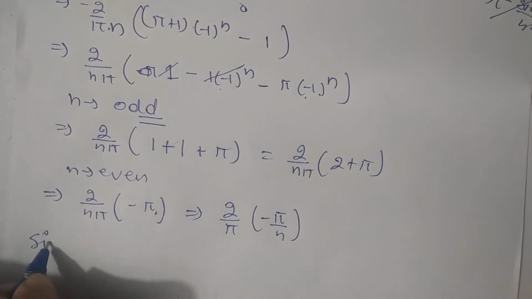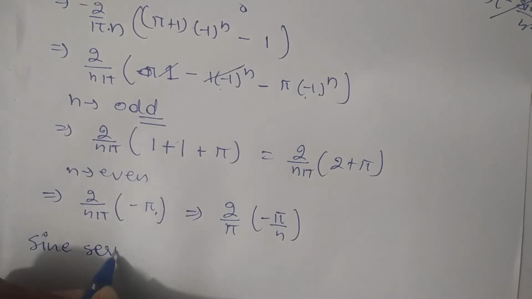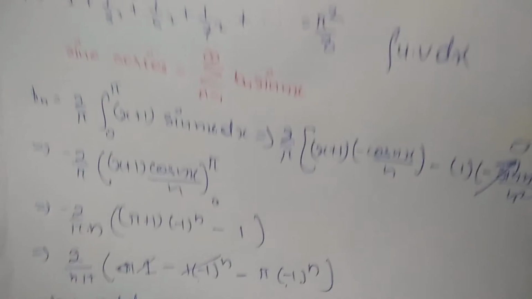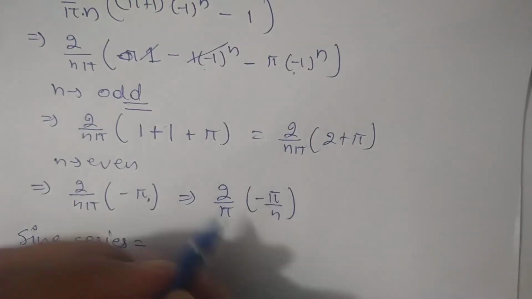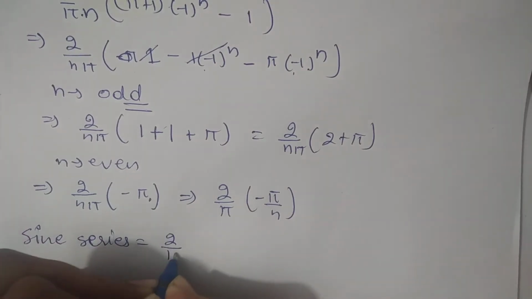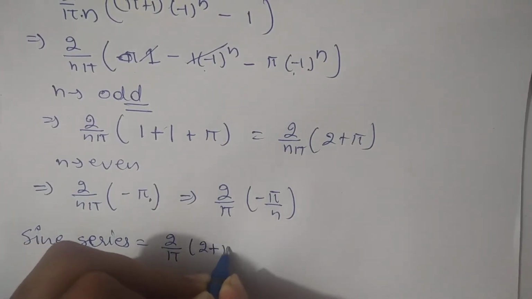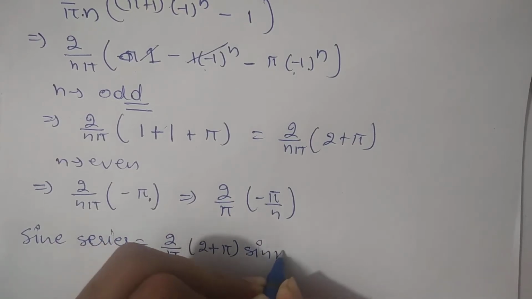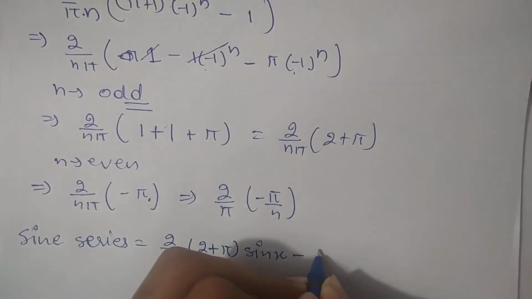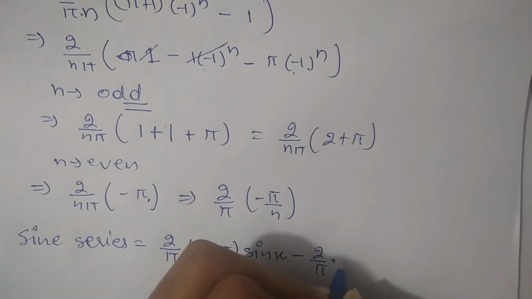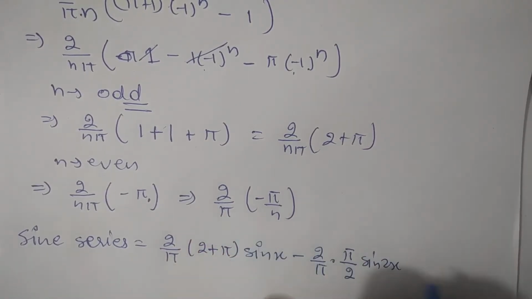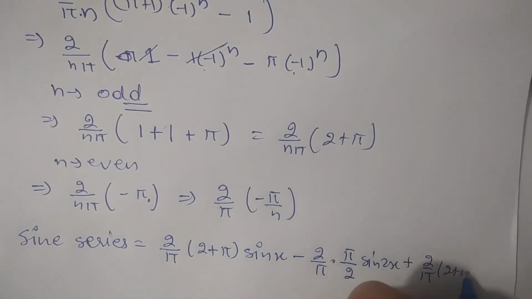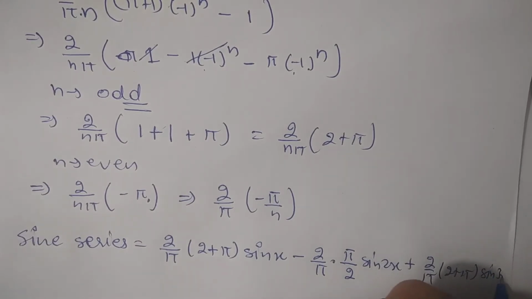So the sine series will become just like that. As we know, the formula of the sine series is this, and this is the sine series. So for n equals 1, I can write 2 by pi into 2 plus pi sin x, minus, this minus I will take outside, 2 by pi dot pi by 2 sin 2x, plus 2 by pi dot 2 plus pi sin 3x, and so on.